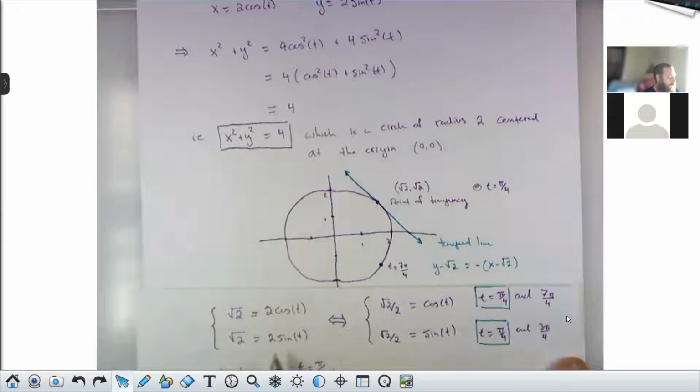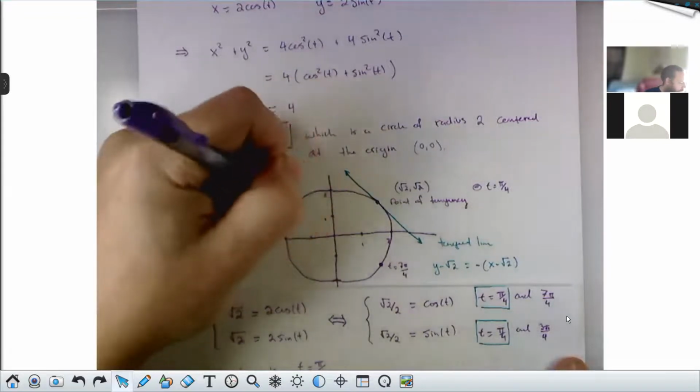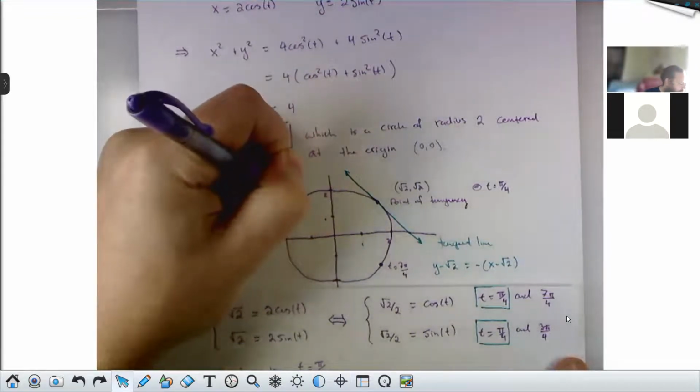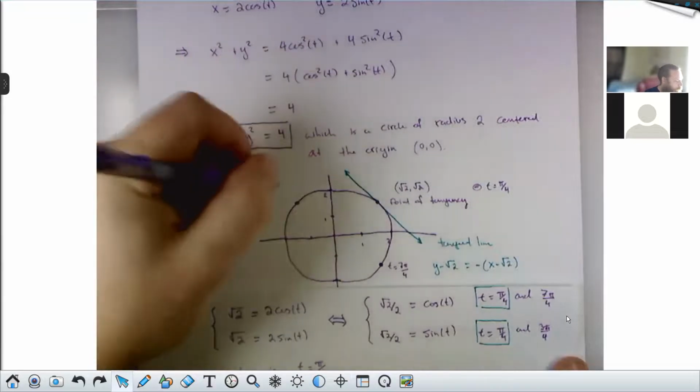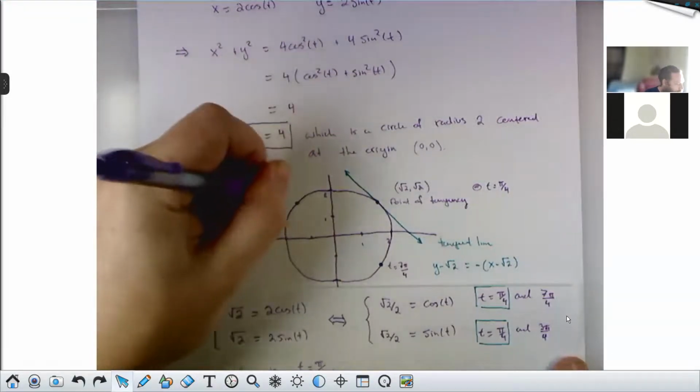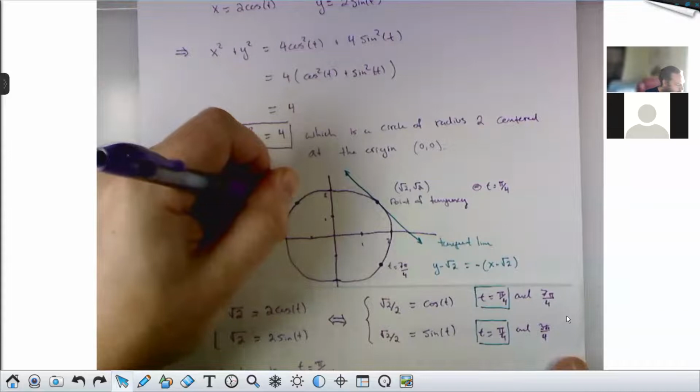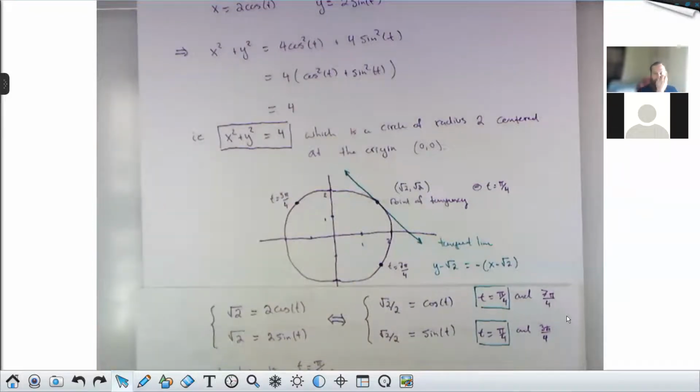Similarly, when I set the y equation, 2 sine t equal to root 2, I found two values. Here's the other point on the curve where y is equal to root 2. So this must be the one corresponding to t equals 3 pi over 4.